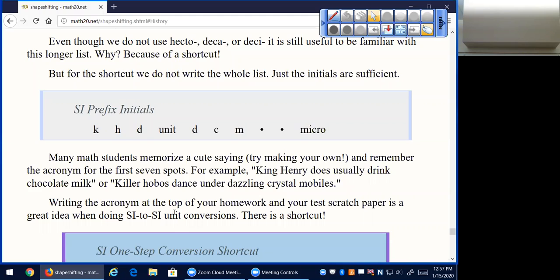And when we do finally have a test, you're going to write this at the top of your test for your scratch paper. You're probably going to go K, H, D, U, D, C, M, dot, dot, micro, and put that at the top. So it's handy and you'll have downloaded it from your brain. Okay, why do we care about this? I'm telling you, you need to memorize this and be able to write it out real quick. So let's see what usefulness it is.